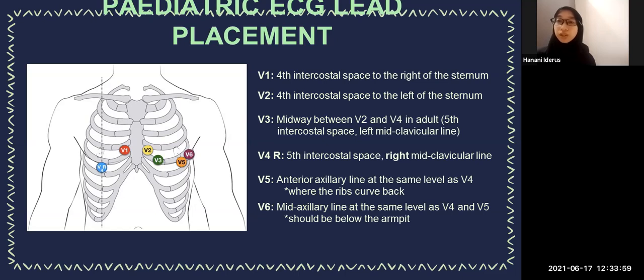And the V3 is between V2 and V4. For the V5, it's at the same level as V4, but at the anterior axillary line, so we'll usually put it where the rib curves to the back. And for the V6, it's also at the same level as V4, but at the mid axillary line. Usually it's below the armpit. So you can see the location more clearly based on that picture.